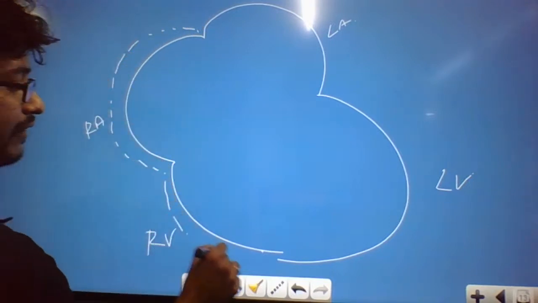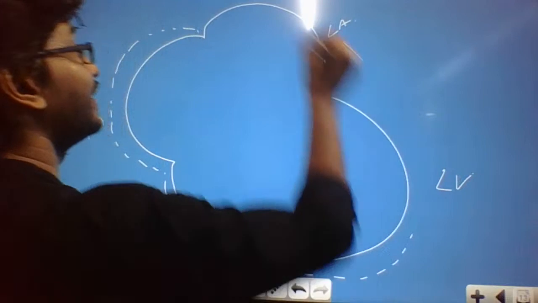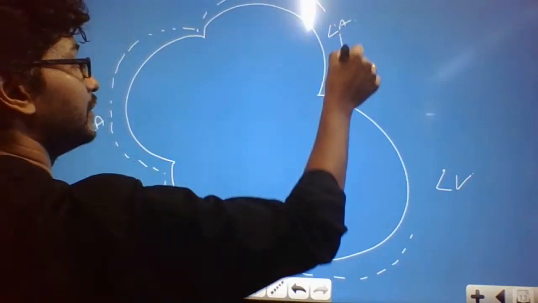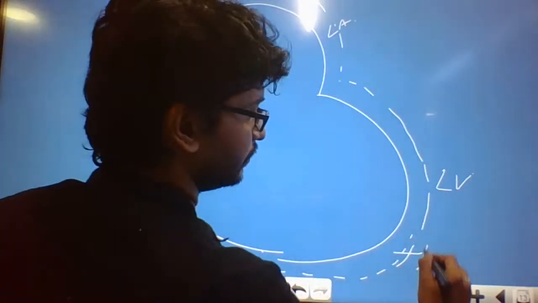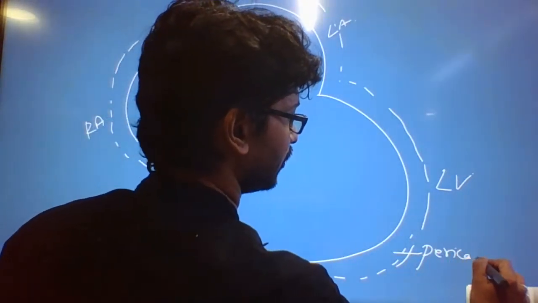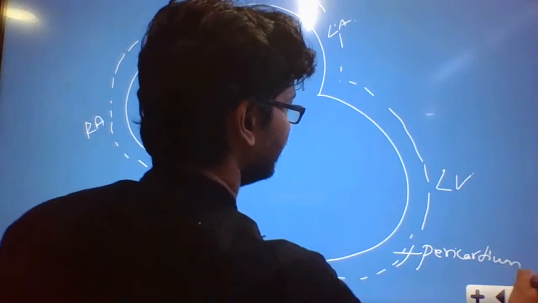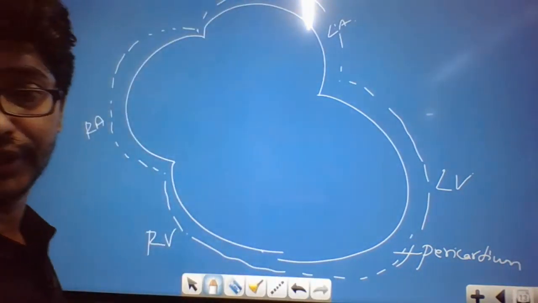Now this is covered by a layer. What do we call this layer? We call it the pericardium. This is the pericardium, which covers the entire heart.